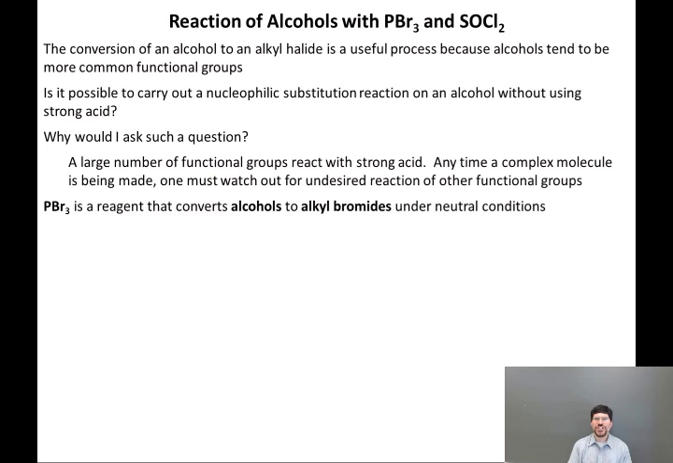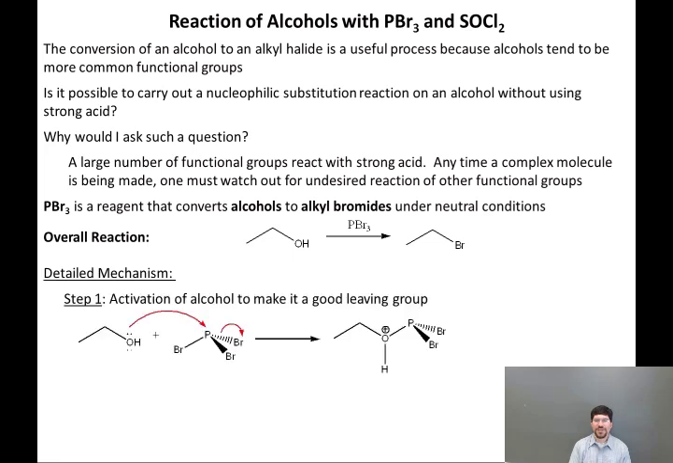One such reagent is phosphorus tribromide. It's a reagent that converts alcohols into alkyl bromides, as you could expect given that there are bromides in the structure. Okay, so the overall reaction is as follows. If you take a garden variety alcohol, we'll use ethanol, reacted with PBr3, you will get out ethyl bromide. Same reaction that we carried out with HBr, but now we don't have the strong acid to worry about.